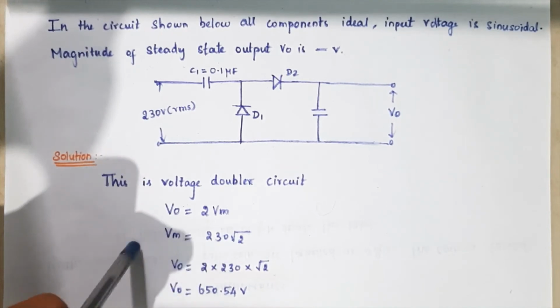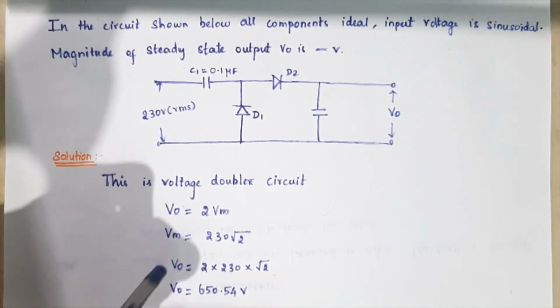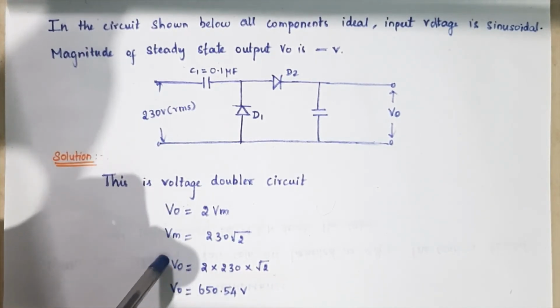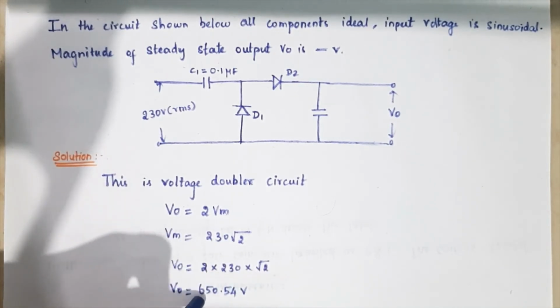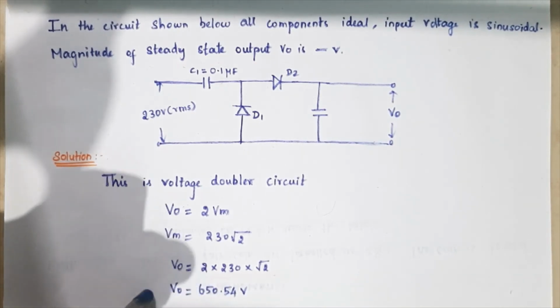Next we substitute this Vm value in this formula. Therefore V0 is equal to 2 into 230 into root 2. By solving this we get 650.54 volt. So this is the output voltage of this given problem. This is the steady state output voltage.